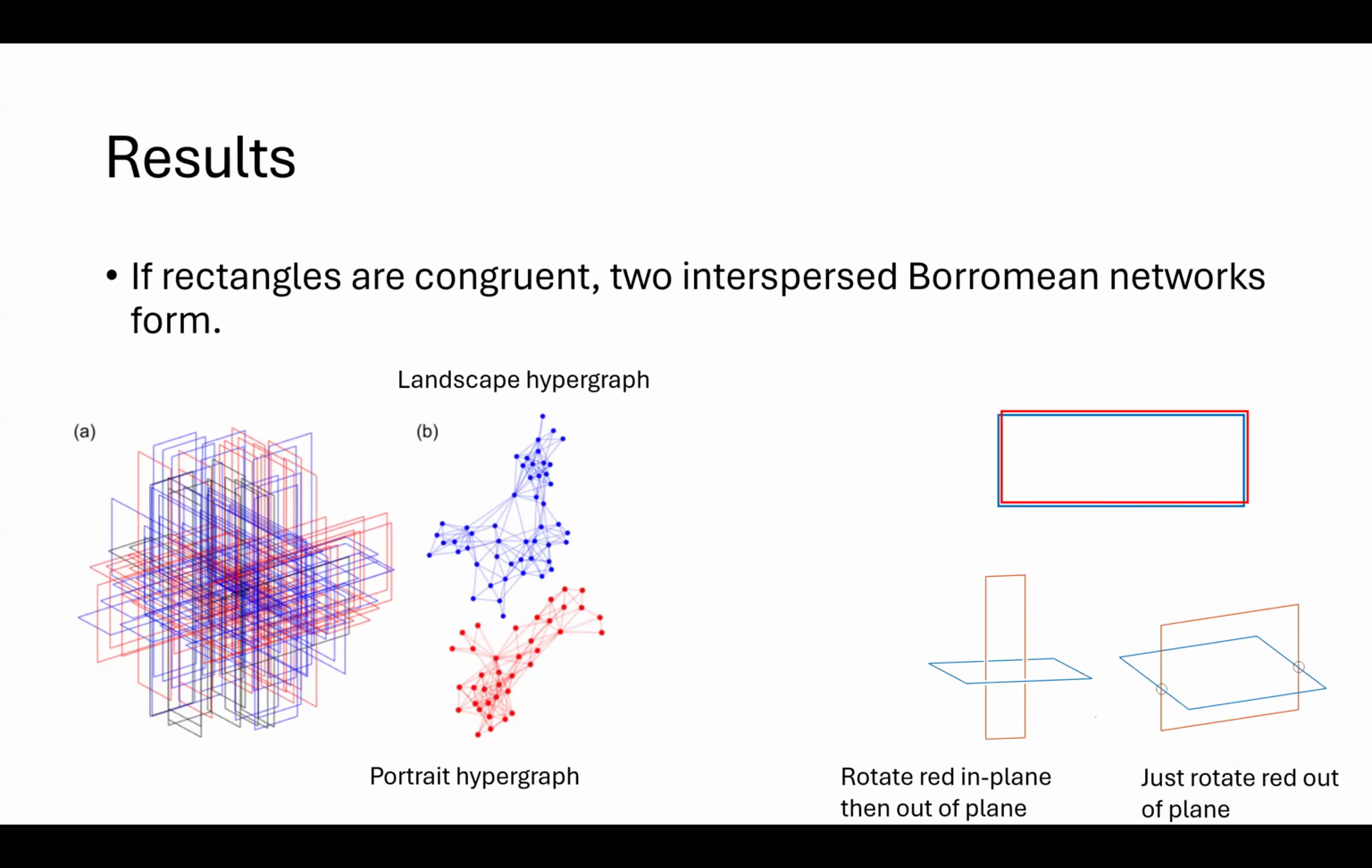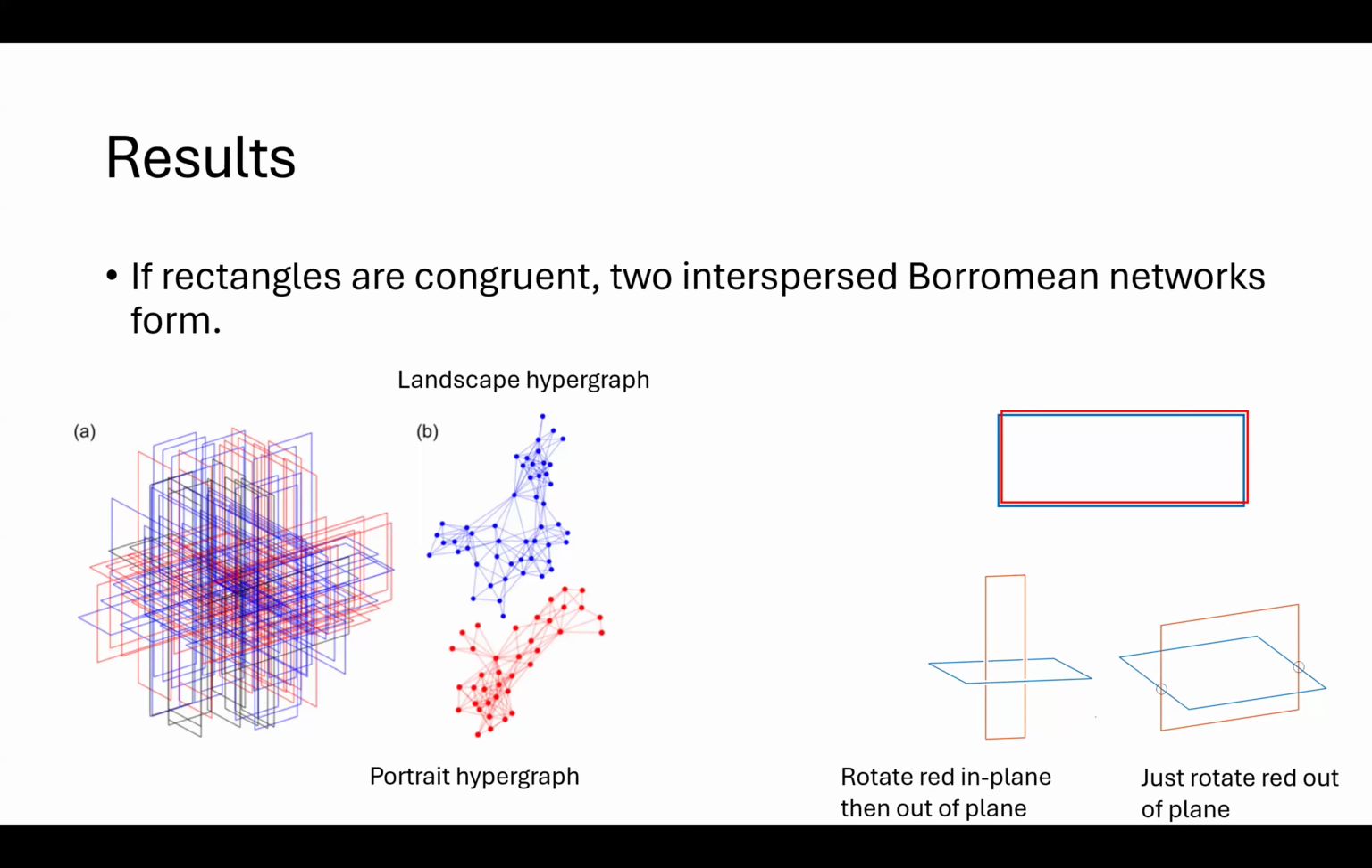Another interesting result: if you have congruent rectangles and you end up with two different Borromean hypergraphs that do not share any Borromean connections, one in which all the rectangles are landscape and one in which they're all portrait, these can be connected by regular hop linking, but not by Borromean linking.